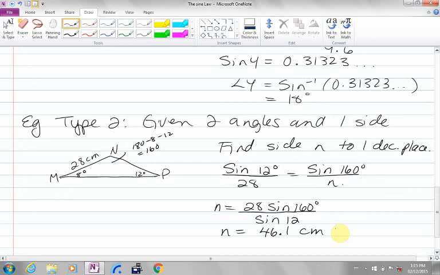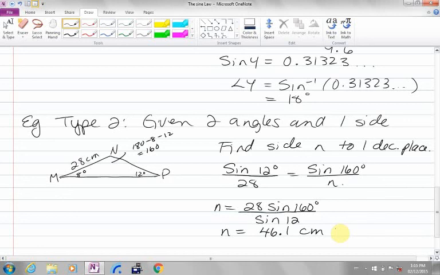Oh, hang on. No, it should work. If you go 28 divided by sine 12, get the answer to that, multiply by sine 160, you should get the answer. How do you know that sine 12 divided by 28 equals sine 160 divided by n? That's the sine law. Sine law says the sine of an angle divided by the length of its opposite side is equal to the sine of any other angle in the triangle divided by the length of its opposite side. Right? Sine A is to A as sine B is to B. That's all we're doing.